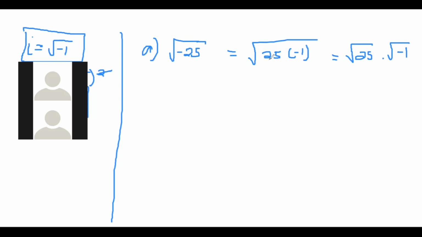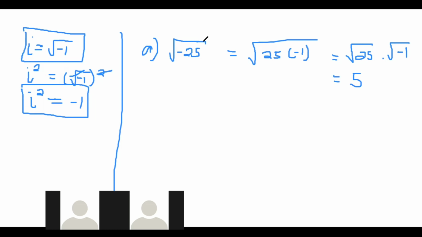Okay, no problem, Rosel. Now we can get the square root of 25. What is the square root of 25, children? 5. 5, very good. And let's go back to the value of the square root of -1. What is the square root of -1? i. So which means that the square root of -25 is equal to 5i. Any question?